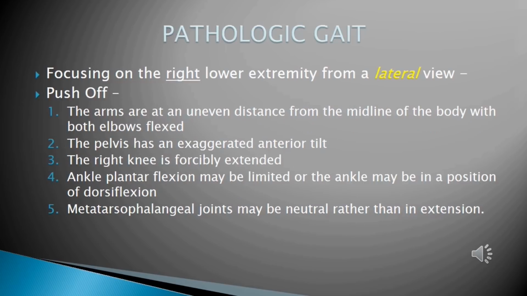In the pathologic gait at the push-off phase of gait, again from a lateral view, we see that the arms are at an uneven distance from the midline of the body, and both elbows are flexed. The pelvis has an exaggerated anterior tilt. The right knee could be forcibly extended versus slightly flexed. The ankle plantar flexion may be limited, or the ankle may be in a position of dorsiflexion.